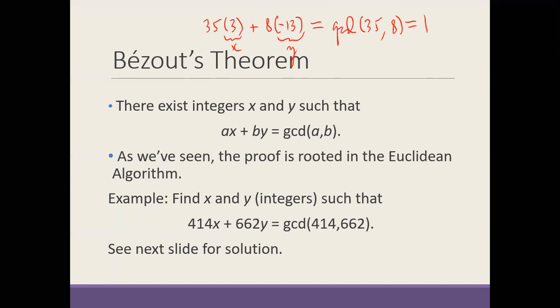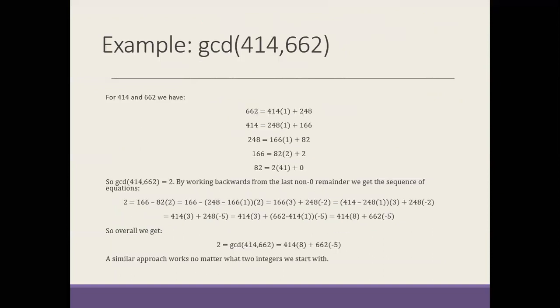Last time we figured out what the GCD of 414 and 662 was. Do you remember what it was? It was 2. And so Bezout's theorem says there ought to be integers x and y such that 414 times x plus 662 times y is equal to 2. And actually we'll see what numbers x and y work, on the next slide.